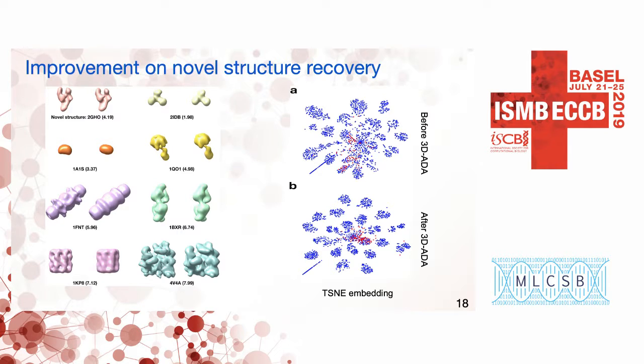And here are the structure recovery results using subtomogram averaging. On the left are the structure templates, and on the right are the recovered structures. Only after domain adaptation can the novel structure be successfully recovered from the data. And for other existing structures in the training datasets, the structure recovery also improves.